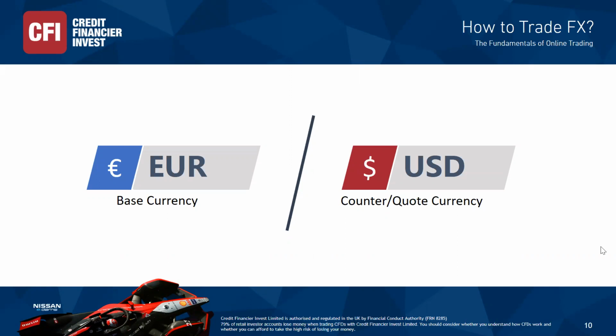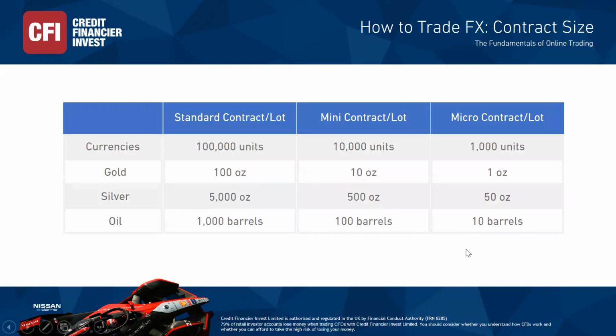So now, basically, these are the contract sizes to trade CFDs. As you can see here on the table, we have three types of contract sizes. The first one is the largest, which is the standard contract, which in the case of currencies is 100,000 units. As I mentioned before, the units will always be based on the base currency.